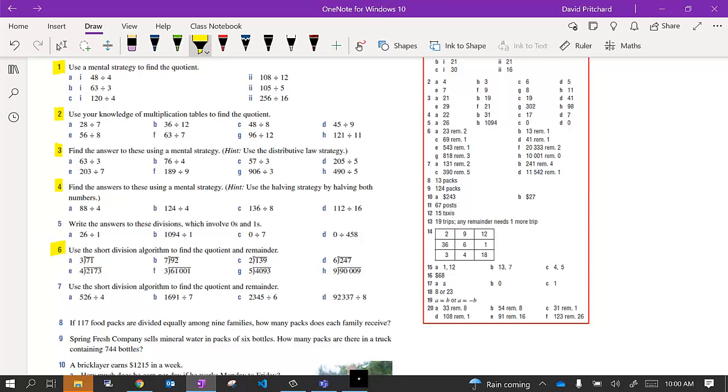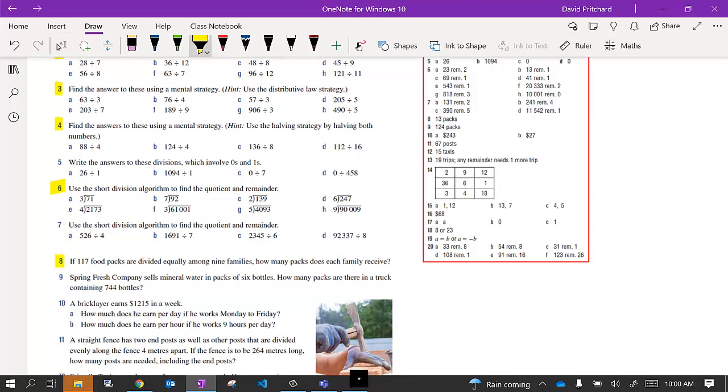Okay, so make sure you check your answers. And if you're finding them easy, you can have a go at 8, 9, and 11 as well. Okay, thank you very much.